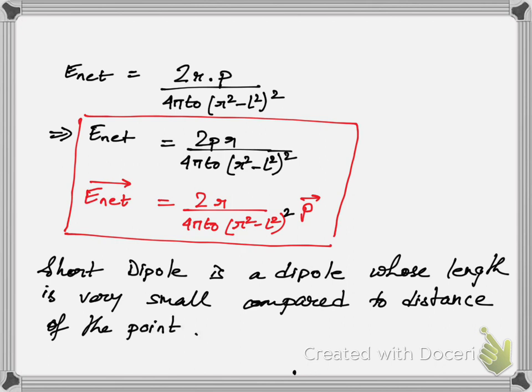The length of the dipole being L and the distance being r, we can say that r is far greater than L. So for a short dipole, in these expressions we can neglect the value of L. As you can see in the denominator there is r square minus L square, and if r is far greater than L, then we can just neglect L square. So r square minus L square will be equal to r square.